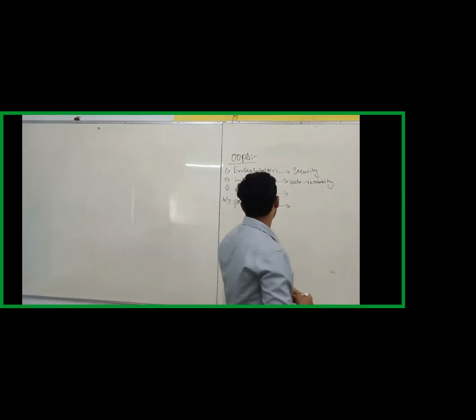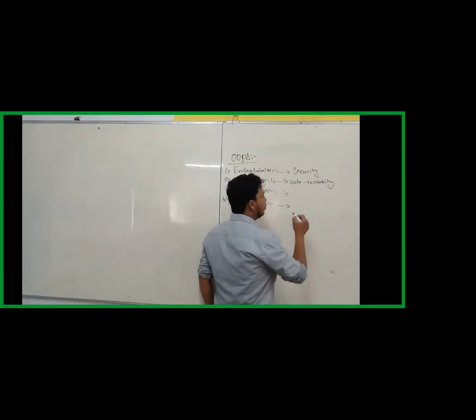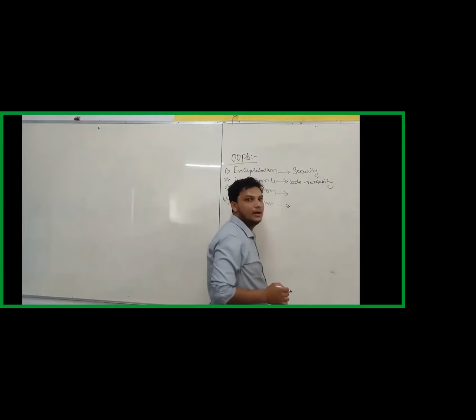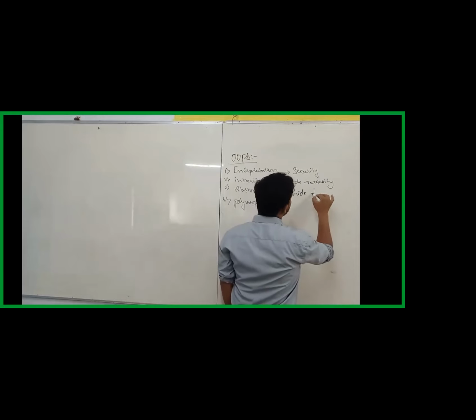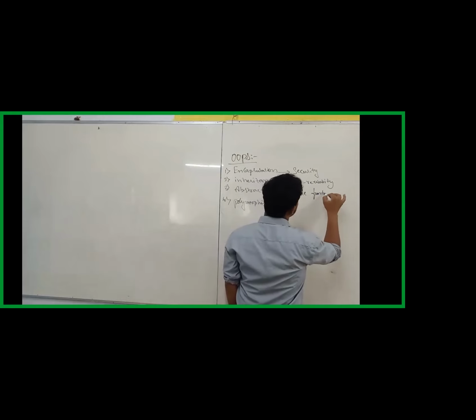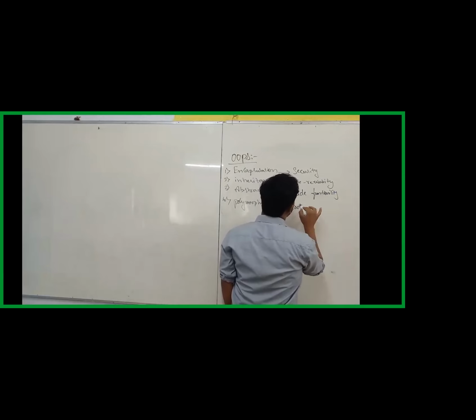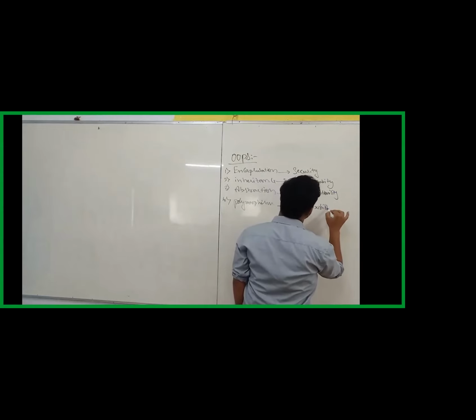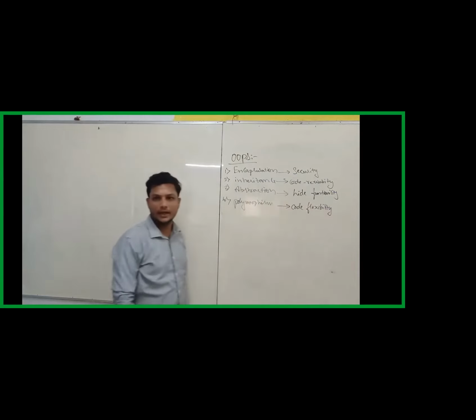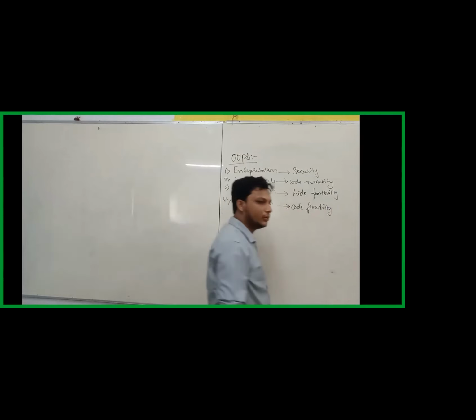Clear? So, abstraction, why is it used? To hide functionality. I can say it as hide functionality. Next is what? Achieve code flexibility. That's it. Is it clear? Take down the heading as object orientation and write down this.